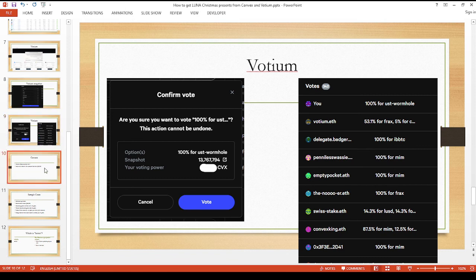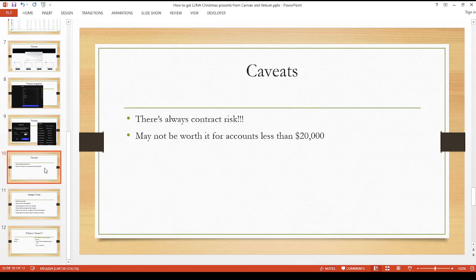So, some caveats. There's obviously some contract risk, because there are a few hoops that you have to jump through. First, you have to assume that Convex is, I think it's still a pretty decent project, but it's still less than a year old. And then there's also the Votium page, so hopefully there are no hacks or weird exploits.